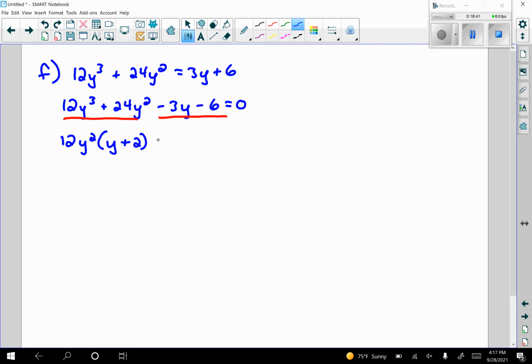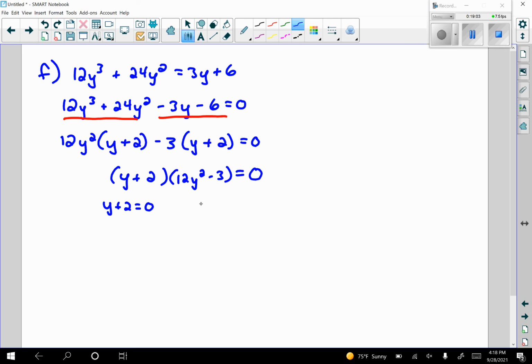Next, I'm going to factor out a minus and a 3. So a -3 I could factor out. We should be left with the y plus 2 for this to work. So a -3y minus 6. So then I make 2 sets of parentheses. What's going to go in the first one is going to be the common binomial factor of y plus 2. And what goes in the other one is a 12y squared minus 3. Now I'm going to set both of these equal to 0. So right here, y is going to equal -2.